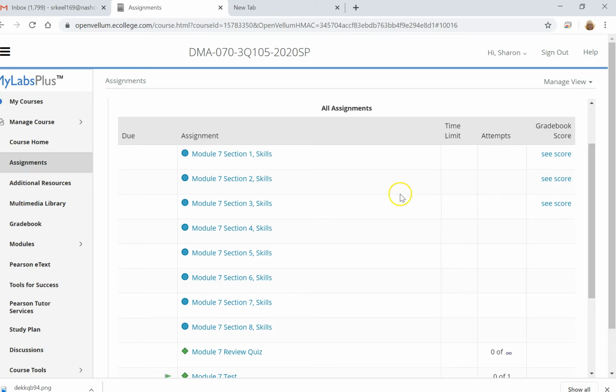Ladies and gentlemen, today we're going to address DMA 70, sections 5 and 6. Section 5 is solving equations containing rational expressions, and section 6 is working with proportions and problem solving.